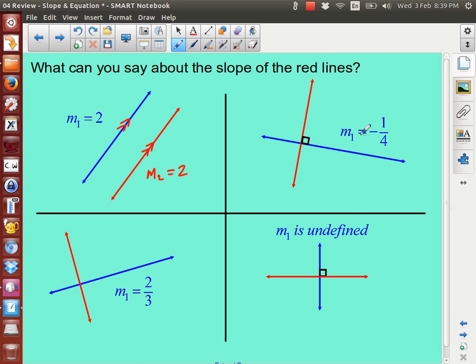Let's take a look at this one. We have the slope of the first line, which is the blue line, is equal to -1/4. And I've indicated quite carefully that I have a right angle between them. So when you have two lines which are perpendicular to each other, then the slope of the perpendicular line has a very specific relationship with the first line, and that is called the negative reciprocal.